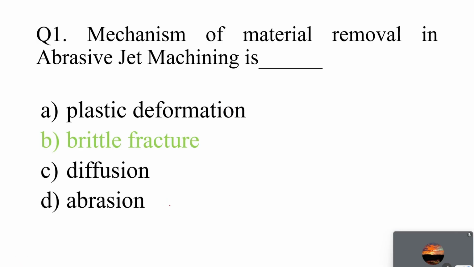Okay, the first question is: the mechanism of material removal in abrasive jet machining is? Plastic deformation is not correct. We are not doing abrasion and diffusion in this part, and plastic deformation is a completely different thing. So brittle fracture is the only correct answer. All the other options are completely different.